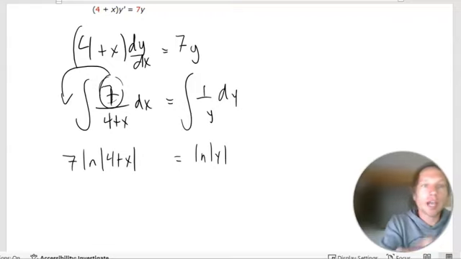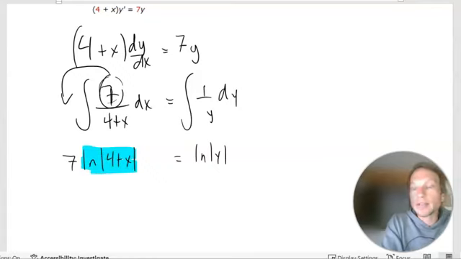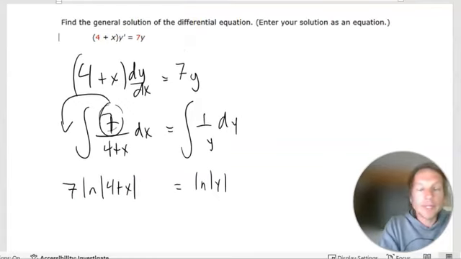But remember the check. The check would be take the derivative of this, what do you get? So remember, the derivative of the natural log of a function is 1 over that function times the derivative of that function using the chain rule, right? And the derivative of 4 plus x is just 1. Okay. And the 7 just kind of comes along for the ride, right? Constant multiple rule. Okay, good. Now I need a constant.